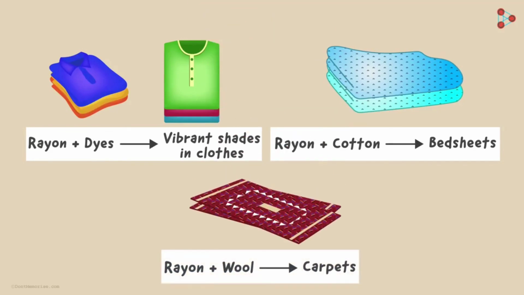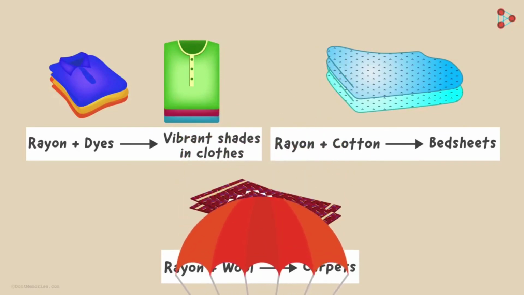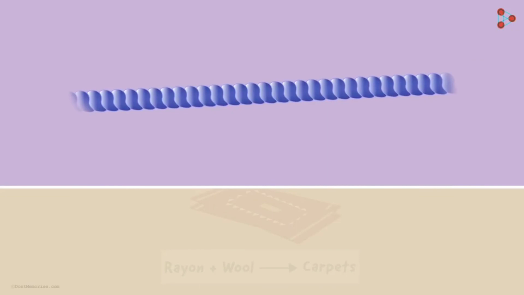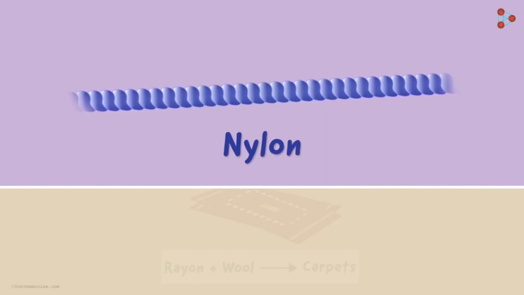Now you may be wondering if we can use rayon to make some tough material that has great strength. Well, tensile strength is not the property of rayon. In fact, it is best exhibited by the fiber nylon. But to study it, you will have to watch our next video.